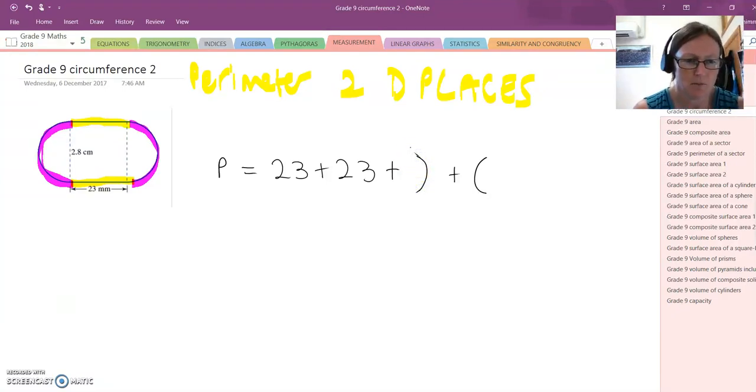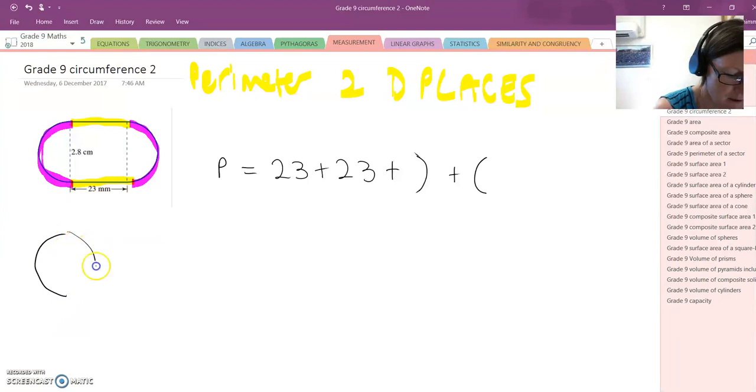Let's look at the 2 pink bits. Hopefully you can see that if I add those 2 pink bits together, so that pink bit and that pink bit, it gives me a full circle. So if I find the circumference of that circle, that gives me the 2 pink distances.